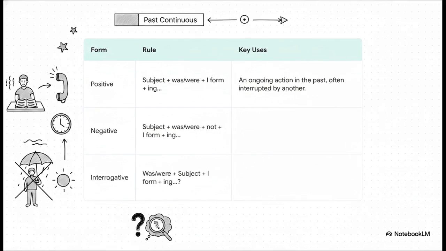Now, the past continuous is fantastic for painting a picture or setting a scene in the past. It describes what was happening at a specific moment, especially when something else came along and interrupted it. Like, I was walking home when it started to rain. The walking was in progress, then bam, rain.